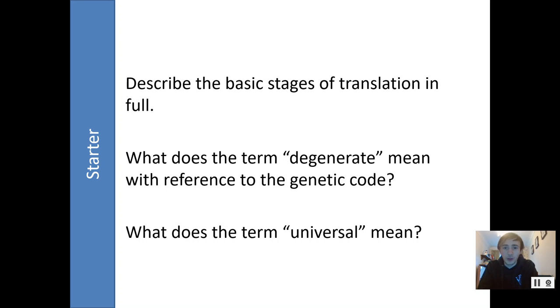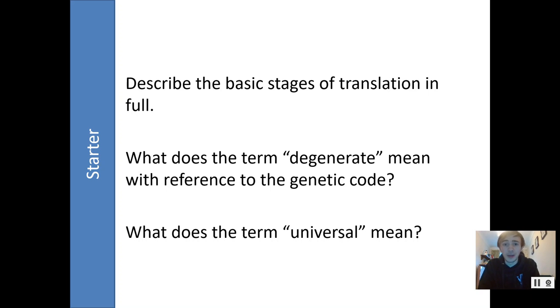So the first one is by far the longest one. Describe the basic stages of translation in full. And what you're looking at there is, firstly, the mRNA leaving the nucleus. Once it's left the nucleus, of course, it will be spliced, but we're not going to include that as part of translation at this point. It will move towards and attach to a ribosome.